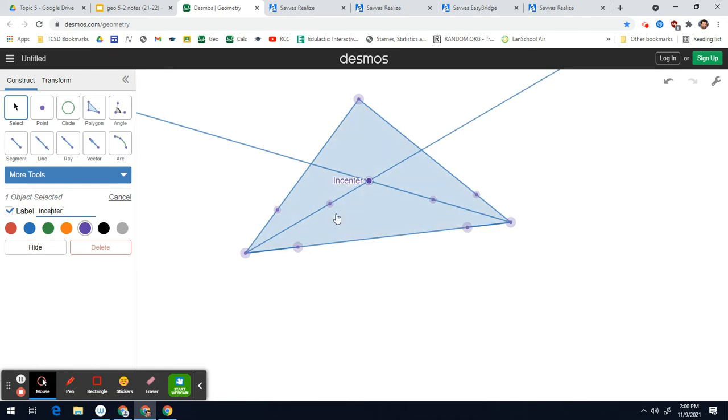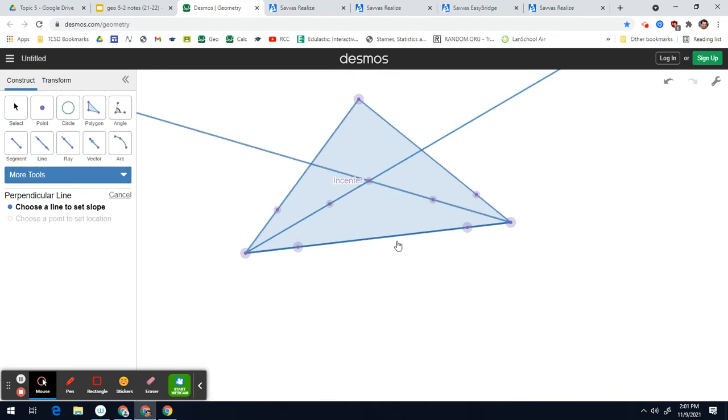And now, to get the circle, I need to find a perpendicular from this incenter to a side. So I'm going to choose more tools, perpendicular. I'm going to go to this bottom side just because of the way I drew it. It seems like it's most visually pleasing. So I click on that bottom side and then click on the incenter. This is my perpendicular. This point right there is going to represent the radius. This length right here is my radius.